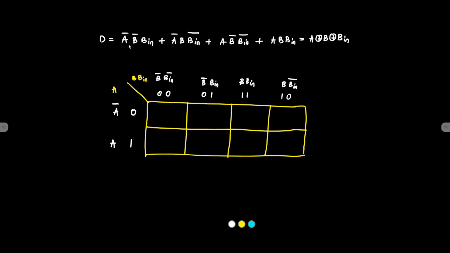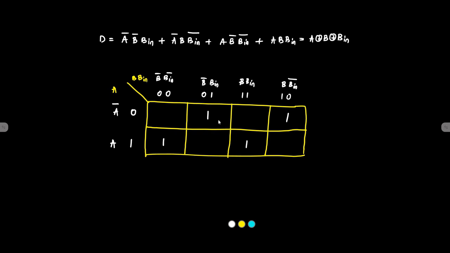So we have A bar, B bar, B in. So we'll put a 1 here. Then we have A bar, B, B in bar. 1 here. Then A, B bar, B in bar. Okay, here. Then we have A, B, B in. So here.